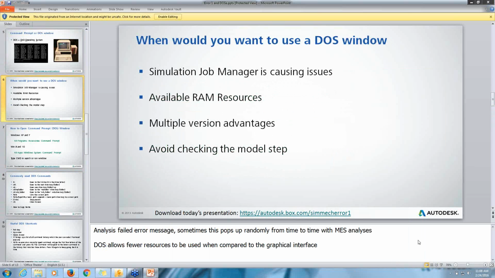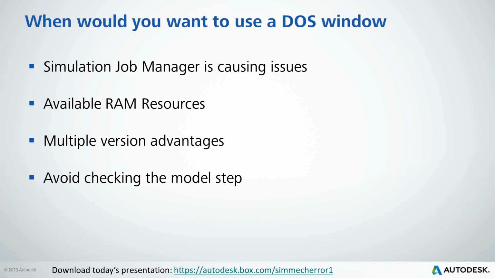When would you want to use or bring up a DOS window? Some instances is when Simulation Job Manager is causing an issue, and that error 1, especially in an MES analysis, is caused by the Simulation Job Manager, and sometimes the Simulation Job Manager just doesn't allow you to run the analysis. You click on Analyze, it says Analysis failed, and that's it, and you can't go any further. We have articles that tell you how to deal with that, but sometimes you just want to say, okay, you know what, I'm going to run that analysis from a DOS window and get my results in a minute.